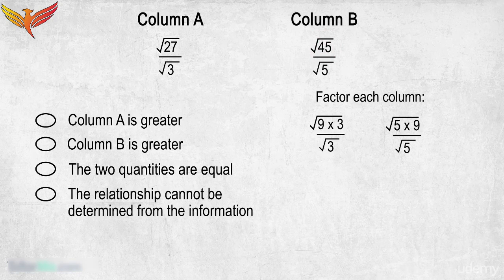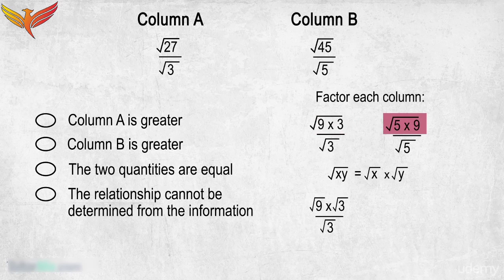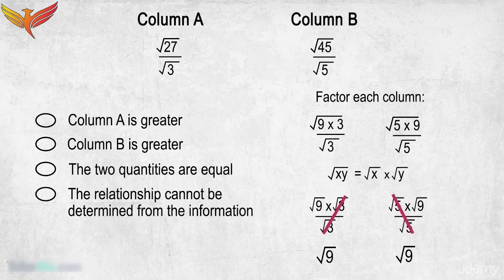Remember the rule of multiplying roots. The square root of a product can be rewritten as the square root of each individual factor multiplied together. This means we can rewrite the square root of 9 times 3 as the square root of 9 times the square root of 3, and the square root of 5 times 9 as the square root of 5 times the square root of 9. Now we are able to cancel out the common factors of the resulting fractions, leaving us with the square root of 9 in each column. The two quantities are equal.